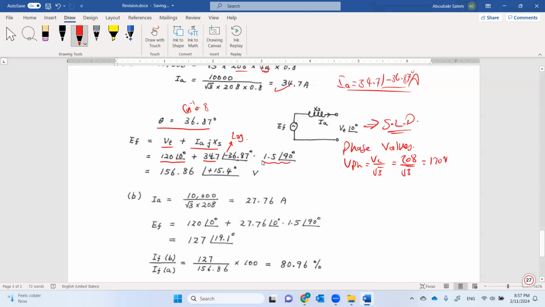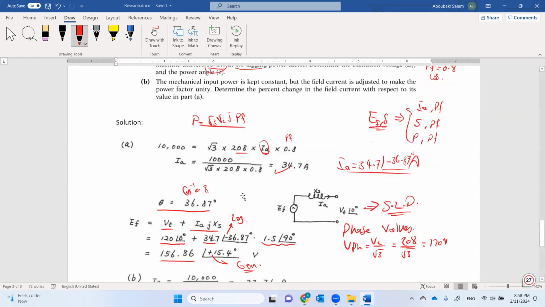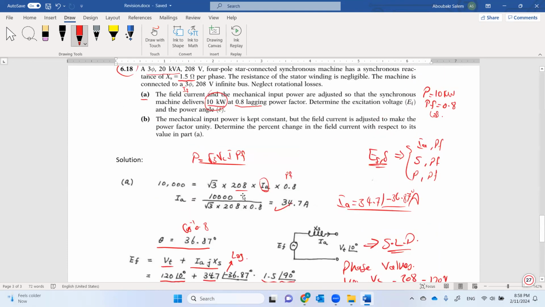And this is jXs, or XS at angle 90 degrees. If you calculate this value, guys, you will find the phase volt is 156.8 and the angle is plus 15.4. Remember that plus sign for power angle means this is in generator mode. Okay, so we finished now the first part of this question.